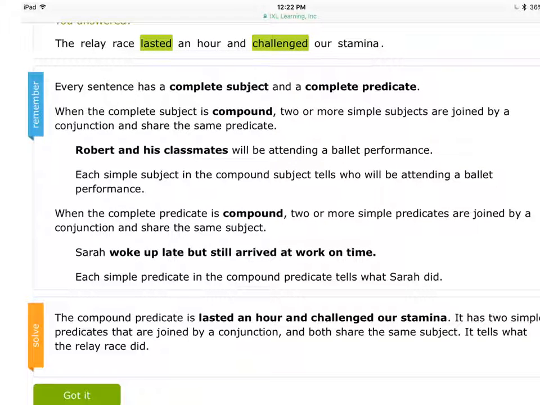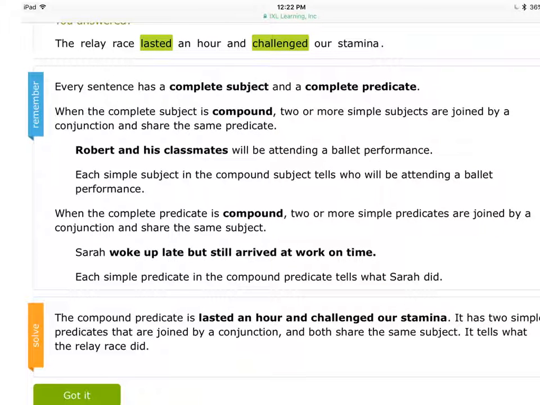So remember, I tend to do it like this. I look for the verb first, or the predicate. In this case, it is will be attending. I say, okay, who will be attending? Well, Robert and his classmates. It's compound because there's more than one. If it had just been Robert, that'd be simple. Classmates, also simple, but two together is compound.